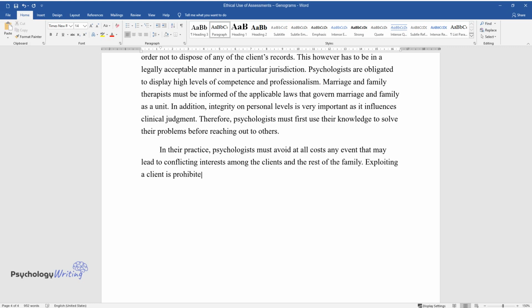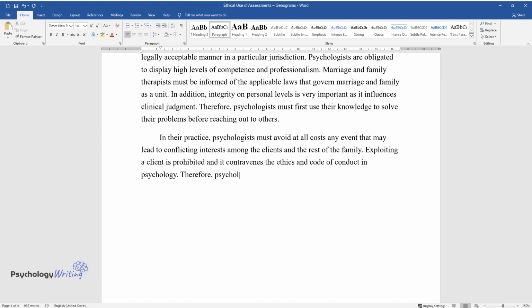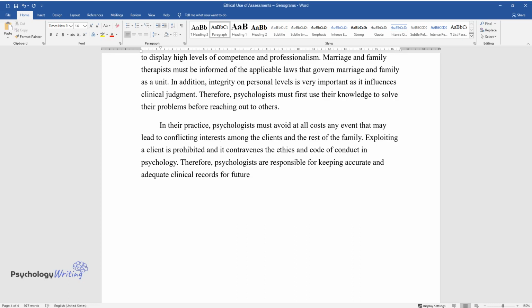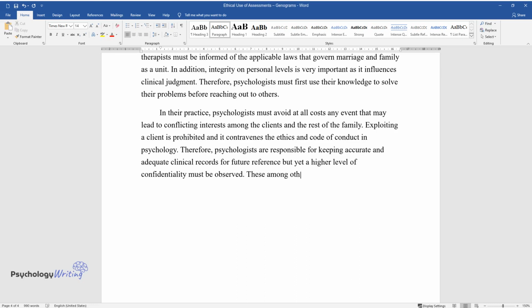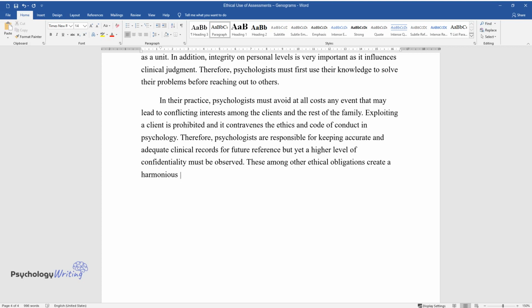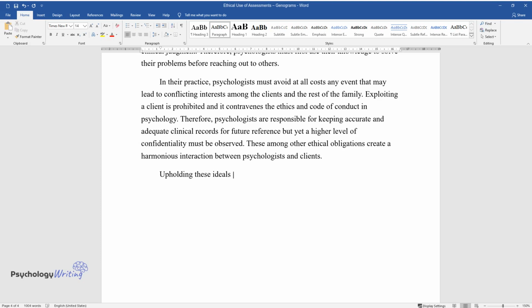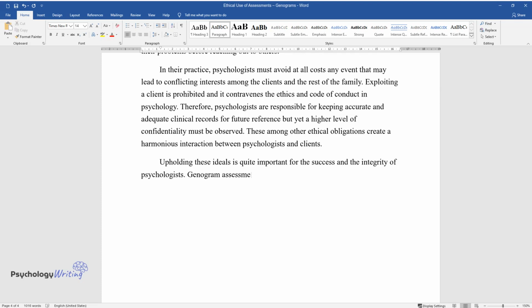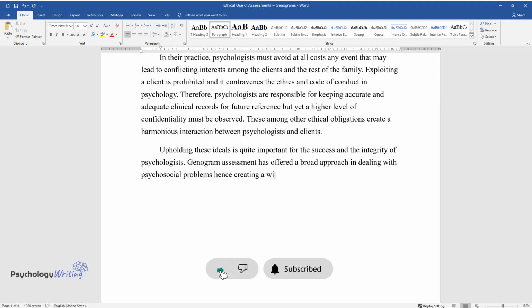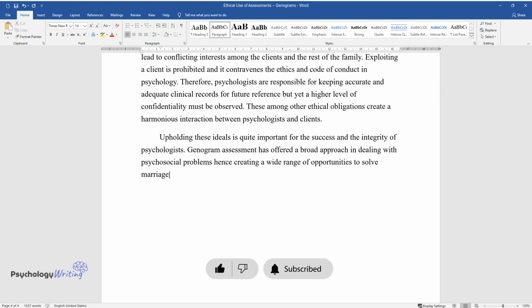Exploiting a client is prohibited and it contravenes the ethics and code of conduct in psychology. Psychologists are responsible for keeping accurate and adequate clinical records for future reference, but yet a higher level of confidentiality must be observed. These, among other ethical obligations, create a harmonious interaction between psychologists and clients. Upholding these ideals is quite important for the success and the integrity of psychologists. Genogram assessment has offered a broad approach in dealing with psychosocial problems, hence creating a wide range of opportunities to solve marriage and family issues.